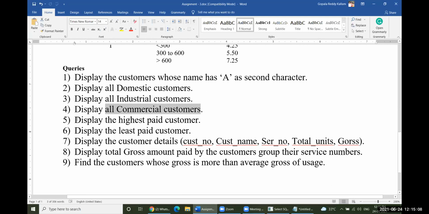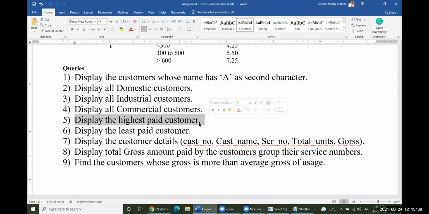So look at this next query. It is very typical to understand and typical to apply also. Display the highest paid customer. Complete information regarding the customer is required. Throughout approximately 2 months we have entered bills. Out of 2 months, which customer is paying the highest will be displayed.